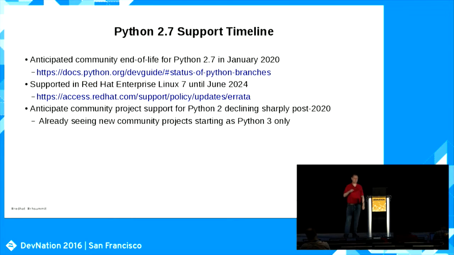However, we do expect community project support for the Python 2 series to start declining sharply post-2020, when that upstream support period ends. And we're already seeing new community projects that start today as being Python 3 only. One I came across recently was Coconut, a functional programming variant for running on Python. That's, again, a Python 3 project only.